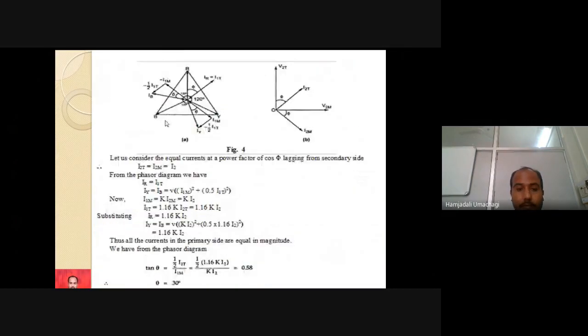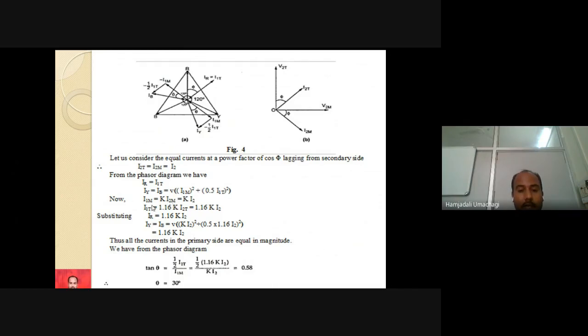IY is equal to IB, and taking the magnitude, IY is equal to IB is equal to the square root of I1M squared plus half of I1T, whole squared. So the magnitude of the current flowing through phase Y and phase B is the same, that is the square root of I1M squared plus half of I1T, whole squared.